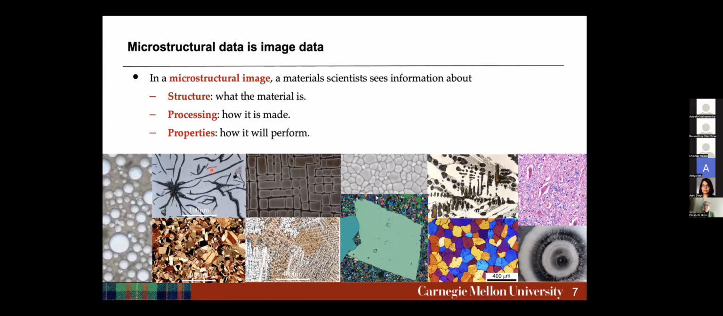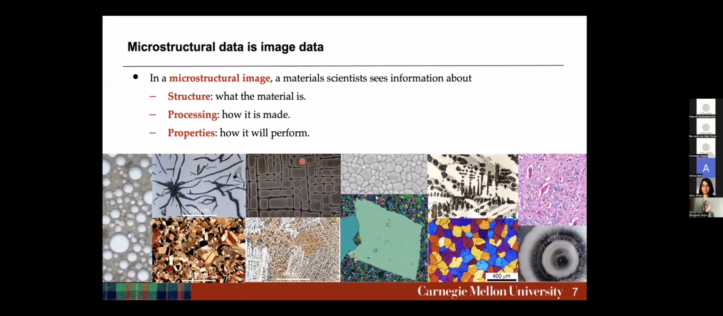If we also see the processing, how is the material made? Down here, I see what's called a dendritic structure. So I know this material was cast from the liquid state. And we see the properties, how will it perform? Up here, I see a superalloy, a nickel-based superalloy with gamma-gamma prime cuboidal particles in it, and I know it's very strong. And so there's a lot of information in this image data.